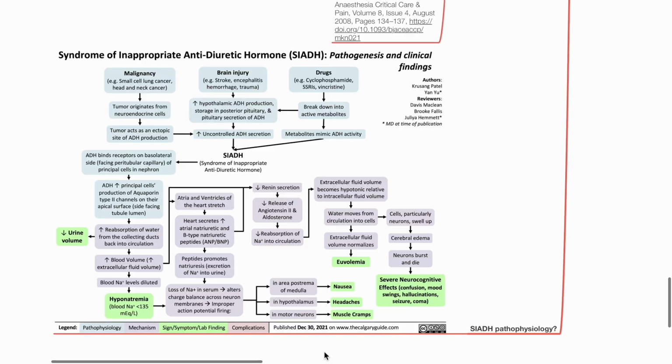This diagram from the Calgary Guide describes the pathophysiology of SIADH.